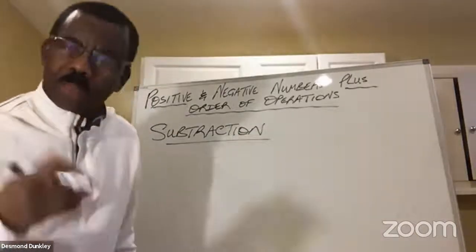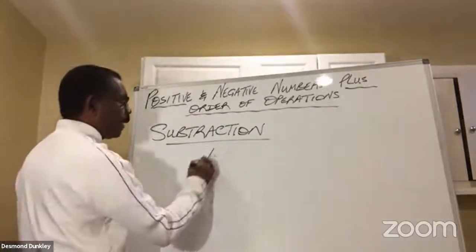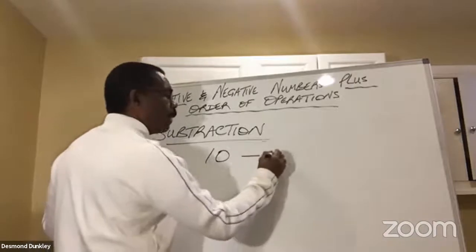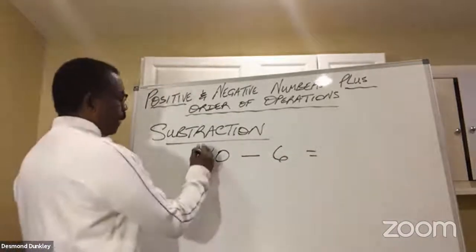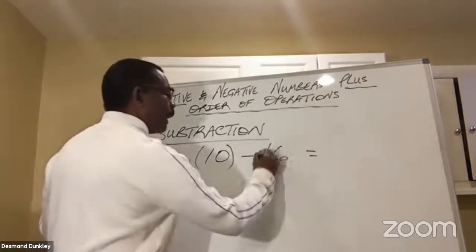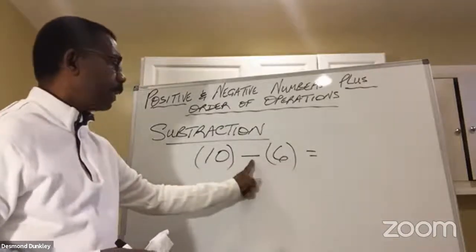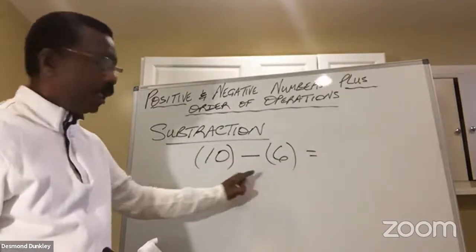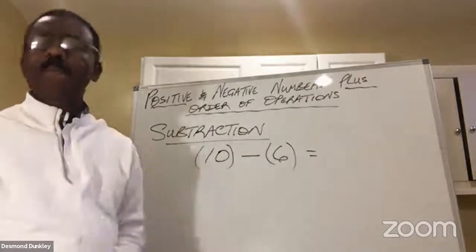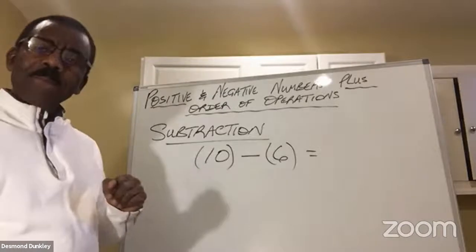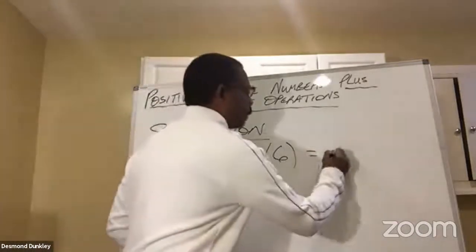Yes, so now the fun begins. So if I was to ask you what is 10 take away 6? Again, I could put the numbers together like this. 10 take away 6. This is 10, this is 6, and this is the operation, subtraction. So it's 10 positive take away 6 positive. So you have 10 items and you're taking away 6 of them, so you're left with 4.